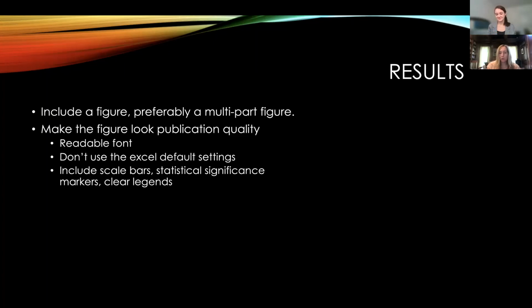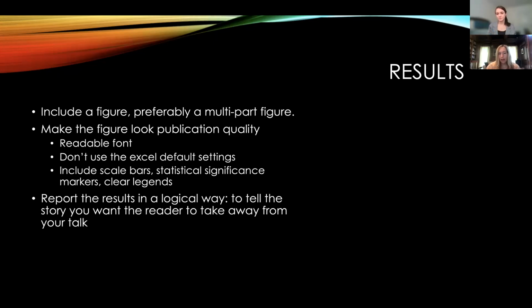And so you really want to make sure that you tweak it so that it looks as good as it can be. Including scale bars. So if you're going to include, say, microscopy images, you want to make sure scale bars are there. Statistical significant markers, clear legends, again, clear axis titles. If the reader can't read them, then they're not going to really appreciate them. So you want to make sure that you take the time to do that.